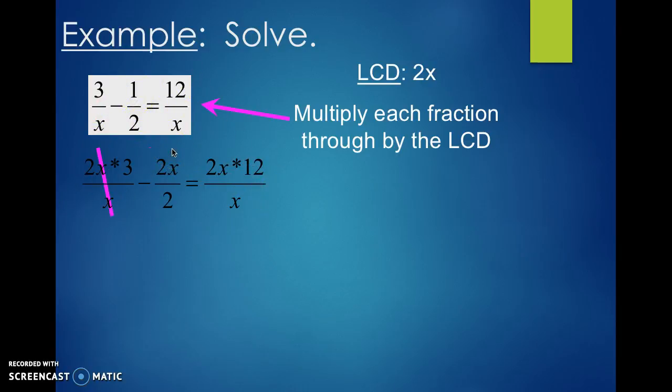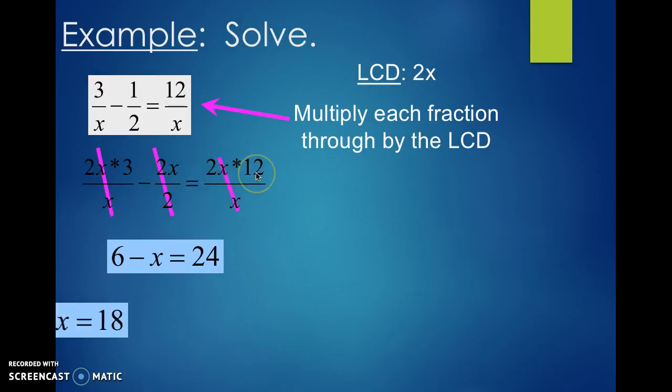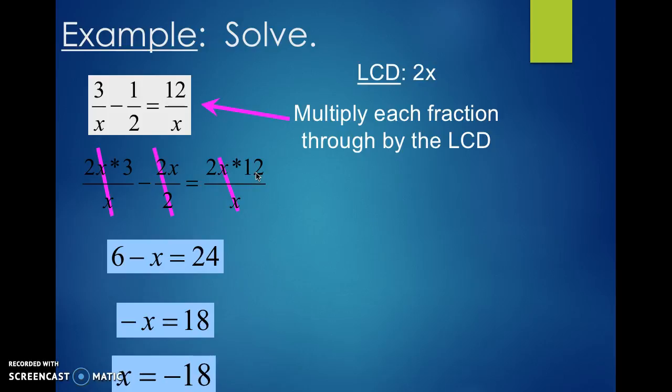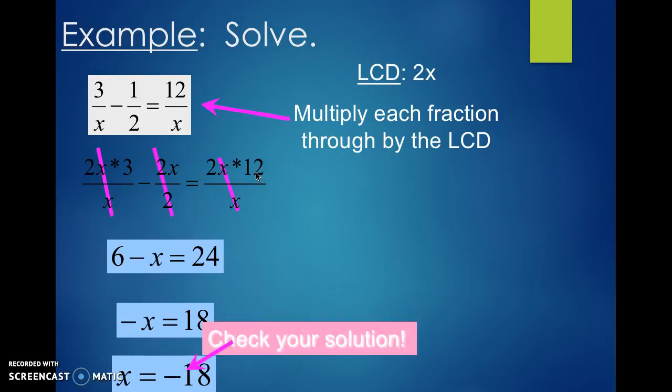That will cancel out an x on the first fraction, a 2 on the second fraction, and an x on the third fraction. That will leave us with 6 minus x equals 24, because 2 times 3 is 6, minus x, 2 times 12 is 24. Subtract 6, you get negative x equals 18. x equals negative 18 when you divide by negative 1.